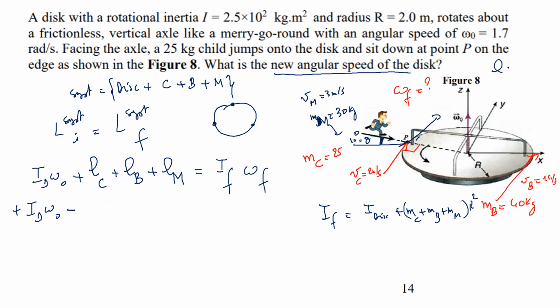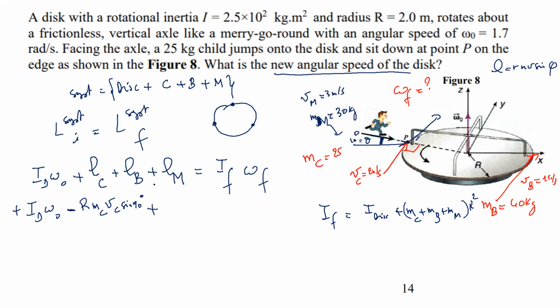You know that L is just R M V sine phi. So for child C, R is equal to the radius, M is the mass of C, V will be V C, and sine phi is equal to 90 degrees because he is jumping tangentially. But don't forget about this minus.